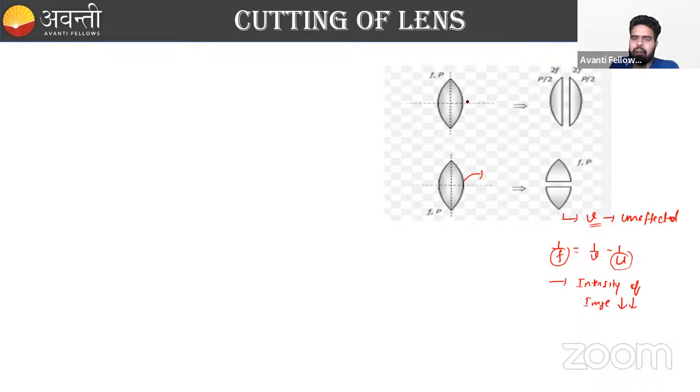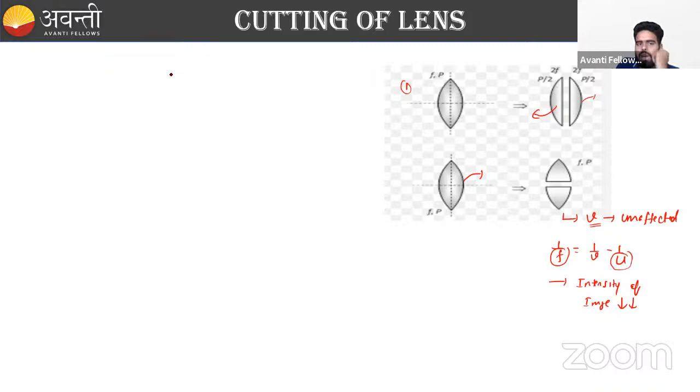But in the same way, if we consider the case where we cut along a line that is perpendicular to the principal axis, with this type of cutting we can consider that this is a separate plano convex lens, and this is also a plano convex lens. And if we apply the formula to this lens, we observe that the focal length will become 2 times. In this case, the focal length becomes 2 times.